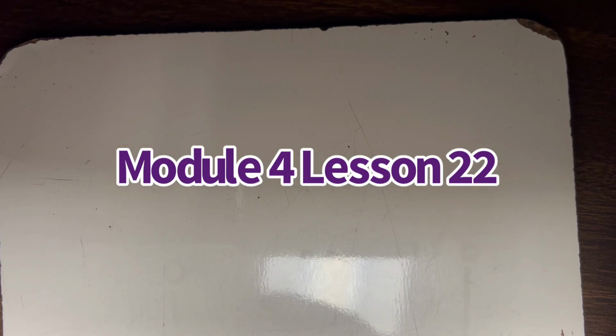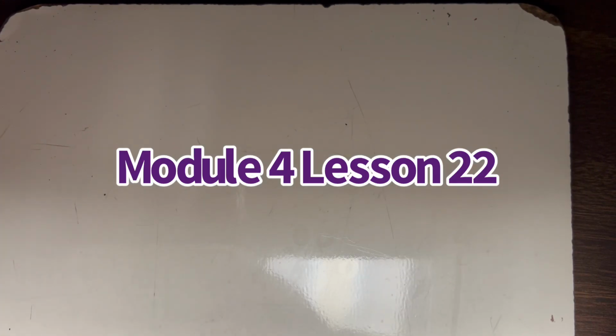This is the video for Module 4, Lesson 22. Today we're dividing decimal numbers again to the hundredths, but this time we're doing 2-digit whole numbers and they don't end in zeros today. They're not the multiples of 10 like we've been doing. So just a heads up, all right?